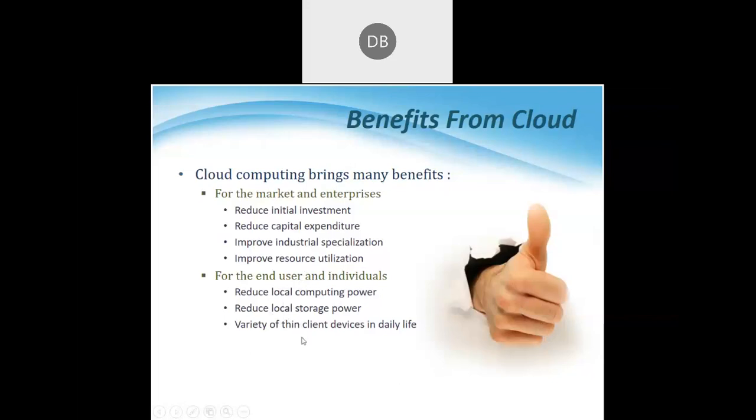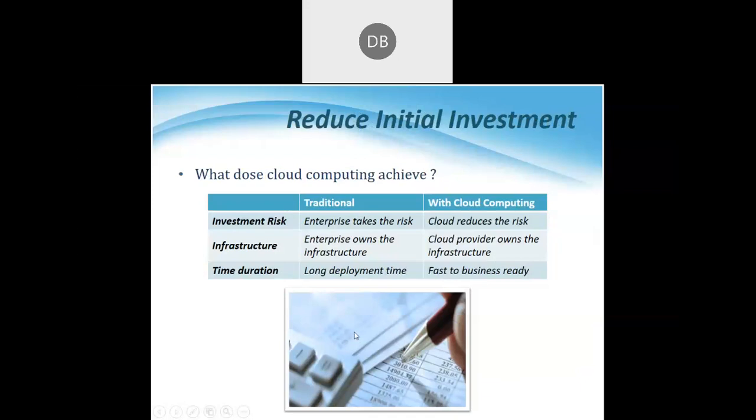Then coming to the next topic, these are the various properties which we have seen that cloud computing is offering, and that's why it's more popular. Now we'll come to why people prefer cloud computing rather than a client server system, or rather than another type of distributed system. So these are certain benefits from cloud computing.